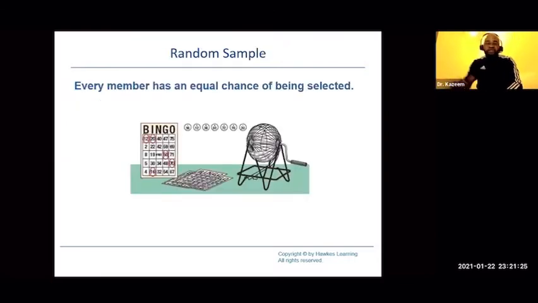Now we want to revisit these one by one. What do we mean by a random sample? A random sample is the one that is used in bingo and in lottery, where every member has an equal chance of being selected. So you are assuming the target population to be homogeneous. Homogeneous means the elements in this population are more or less the same. Therefore, I can close my eyes and pick whatever. When I'm doing that, that's a random sample. It means I give equal probability to all the items. Any item can be chosen.